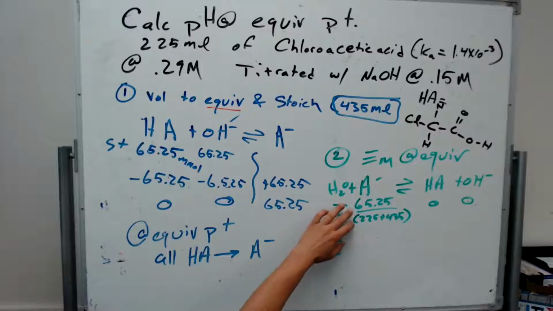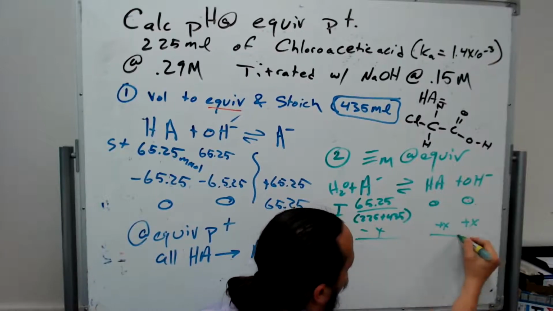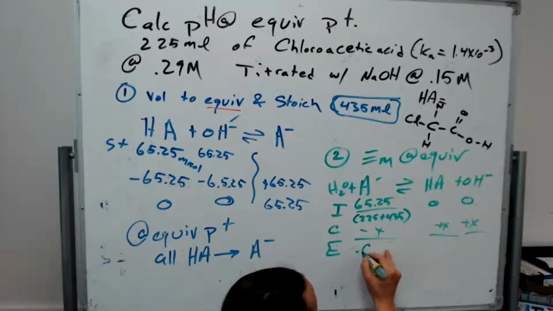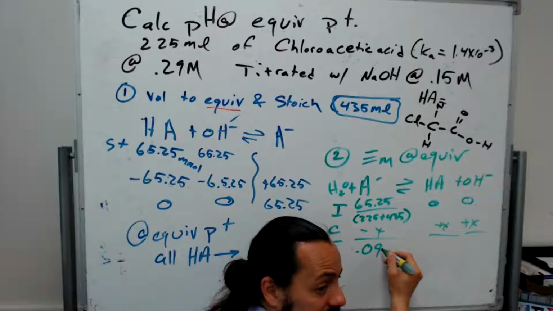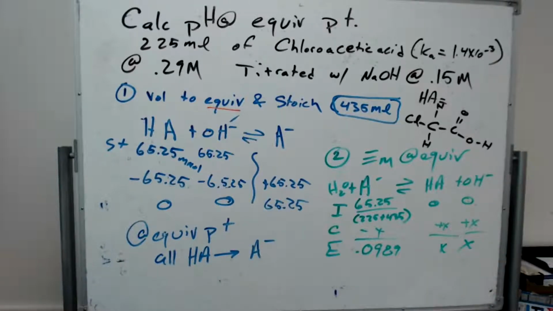So, at this point, that's going to be a molarity. What's 65.25 divided by, what is that? It's like 0.0989. 0.0989? Can you solve that ice table? I bet you can. So that is how we do the equivalence point.